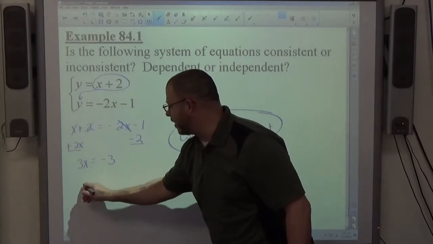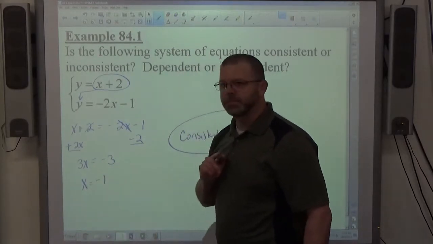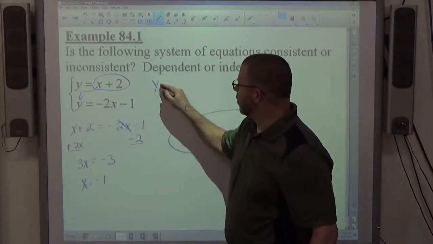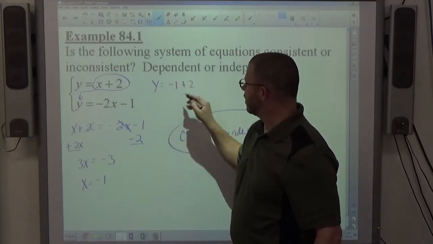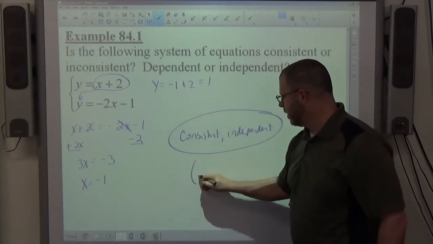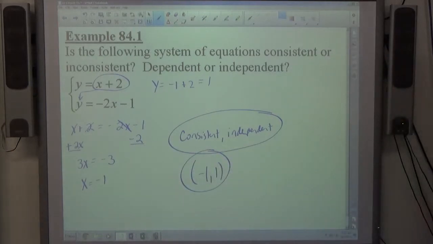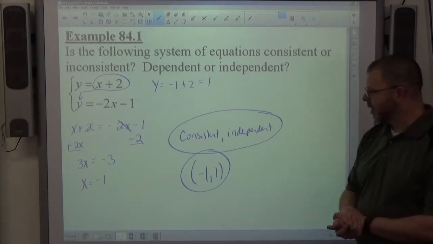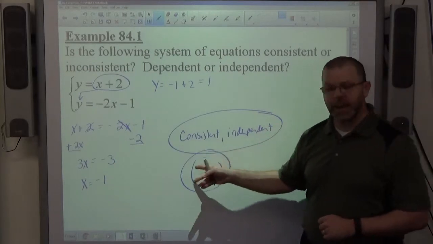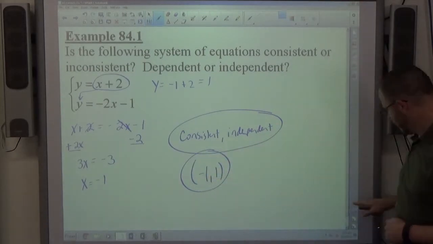So if I finish this out, x equals negative 1, and y equals x plus 2, changing x to negative 1, y is equal to 1. Negative 1 comma 1 is the solution. So for consistent independent specifically, I want you to go ahead and finish out the problem, do what you normally do, find x, find y, write the ordered pair. So how does it become independent? If it has a specific answer like that.